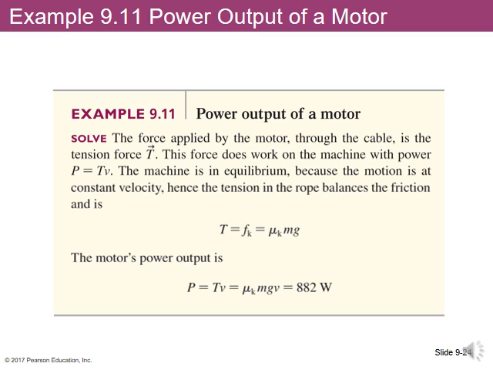So first think about the fact that because you're pulling on it at a constant speed, you know that the tension force has to equal the friction force. Those two forces have to be in balance, and the friction force is equal to the coefficient of friction times mg.